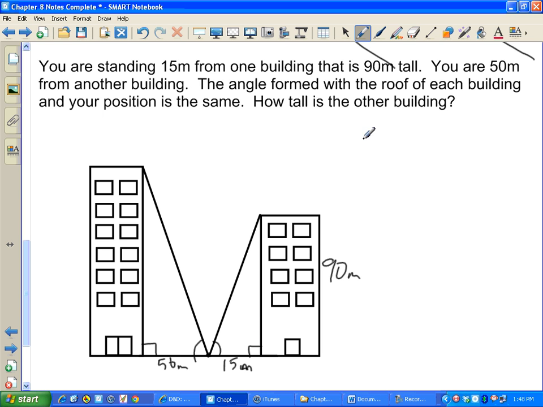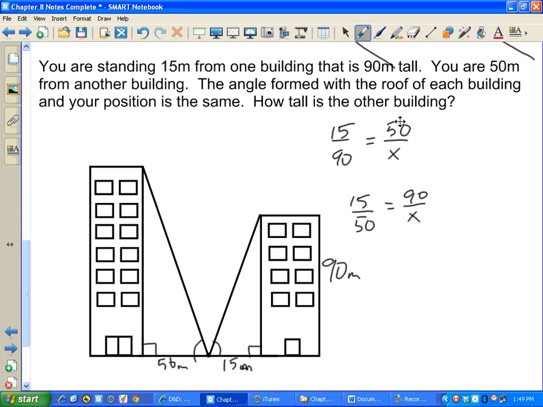Okay, so I could set up my proportion different ways. I could compare the ratio of the sides in the one triangle, so I could say 15 over 90 has to equal, okay, so this is ground to height, so I need ground to height. Or I could compare the two ground things together. I could say 15 over 50. So ground of the small, ground of the big has to equal height of the small over height of the big.